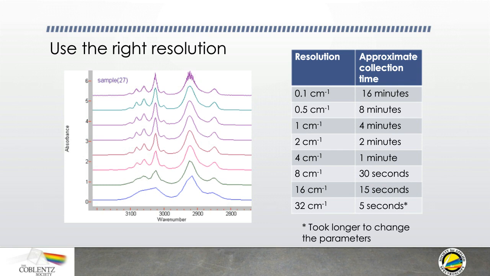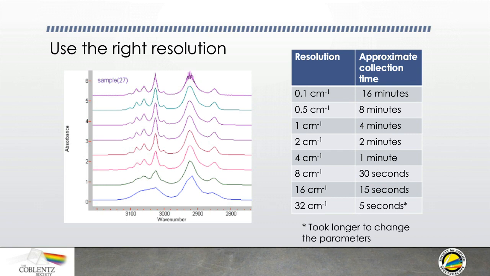What I'm showing here is the CH stretching region from polystyrene. And we can see that when you collected 32 wave numbers, which took less than 5 seconds, we're not getting the resolved peaks from the aromatic CHs nor from the aliphatic CHs. When we collected 16 wave numbers, you're starting to see the resolution, and that's taken about 15 seconds. When you collected 8 wave numbers, which took about 30 seconds, you're starting to see the resolved peaks. 4 wave numbers, about a minute. Oh, that looks the way it should. 2 wave numbers, looks the way it should, and now you're up to 2 minutes.